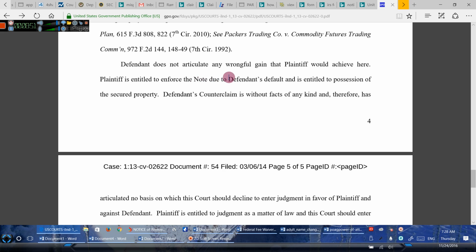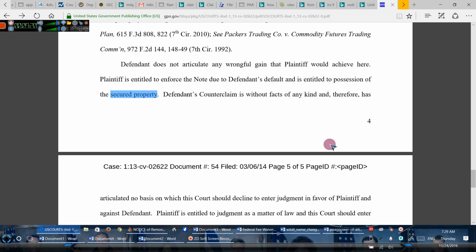The plaintiff is entitled to enforce the note. No, they're not entitled to enforce the note. They've already been paid. They're not a holder in due course. And is entitled to possession of the secured property. Thank you. You said the property is secured. The property is not secured. The property was secured by a government loan. The government secured the loan. That's mortgage default insurance. You're not entitled to possession. You're entitled to file a claim. And because you forego filing that claim, you have no claim.